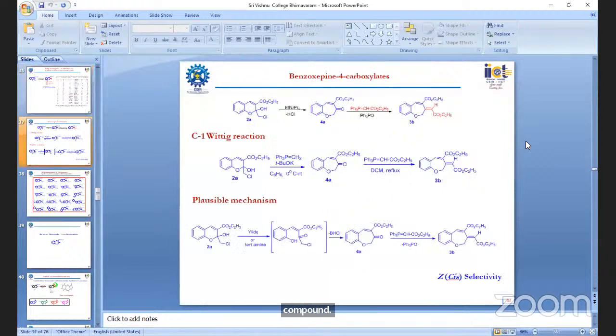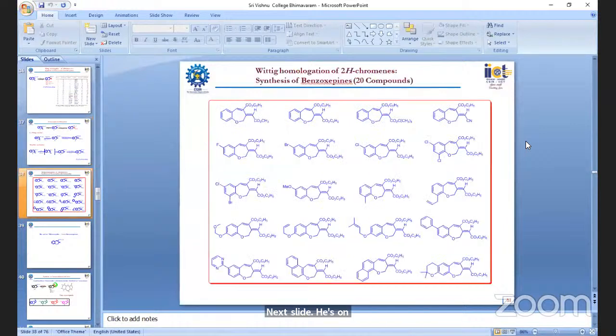This is how the reaction went. The 2H chromene was converted to the benzoxepinone, that means a ketone is formed first. Then this ketone underwent the Wittig homologation and we got the compound. This is the mechanism, how the reaction is going.